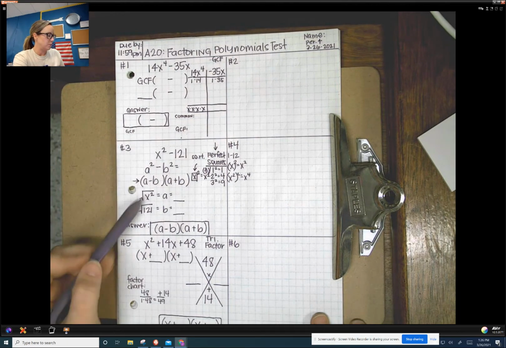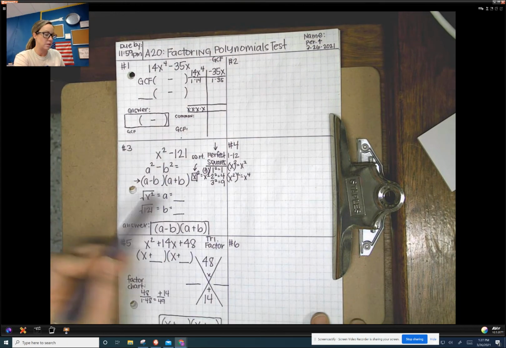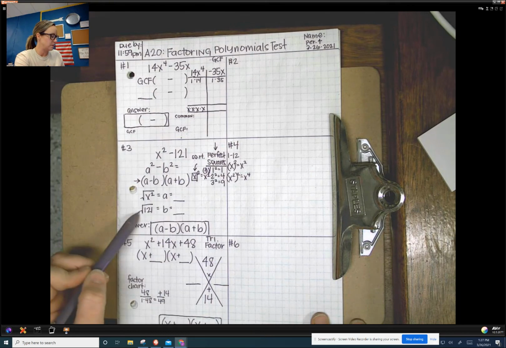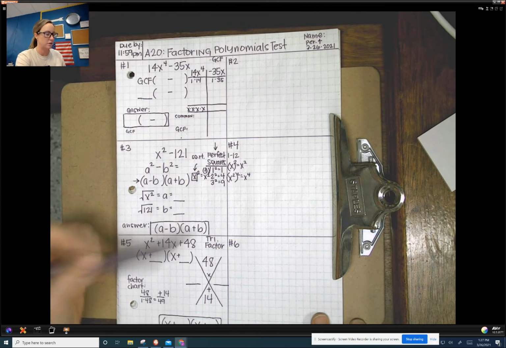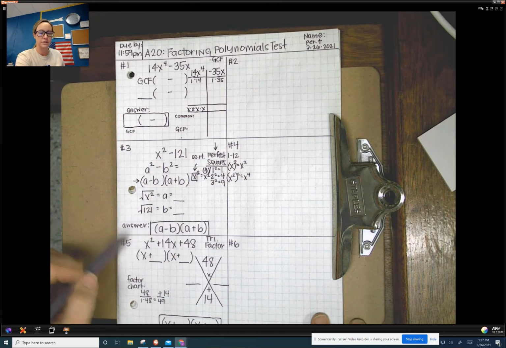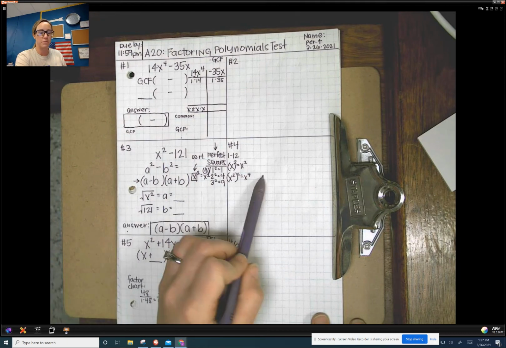From there, you need to show me what the square root of x squared is. That's going to be your a value. And you need to show me what the square root of 121 is. That's your b value, and that's what's going to go here and here in your answer. Box your answer. You're going to do the same thing for number 4.